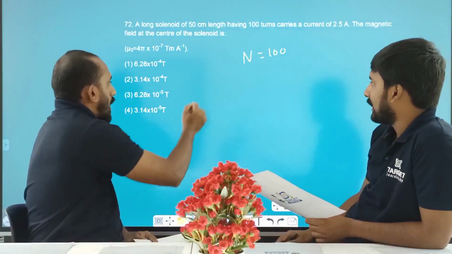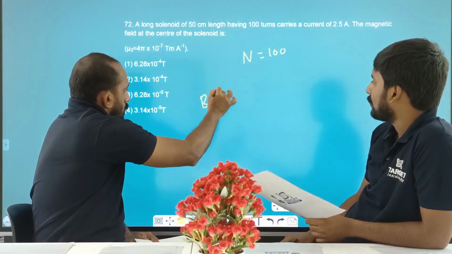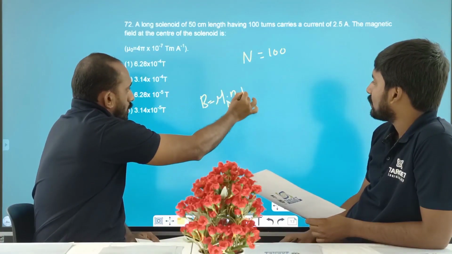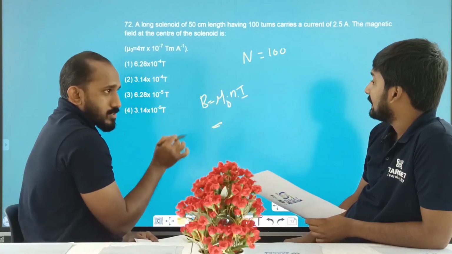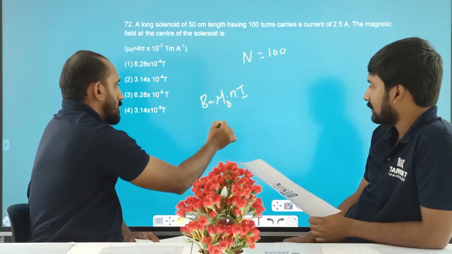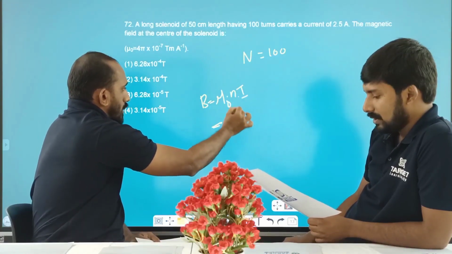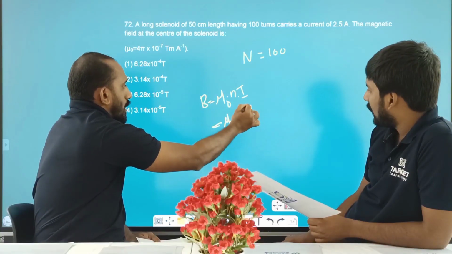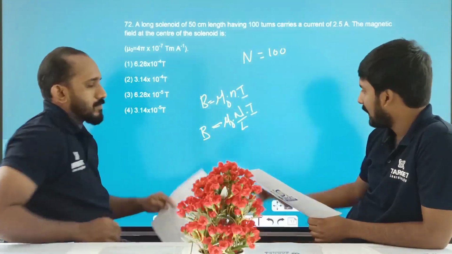The magnetic field inside the solenoid is B equal to mu 0 into n into I, where n is the number of turns per unit length. So we can have mu 0 into N by L into I. All the terms are given directly here.